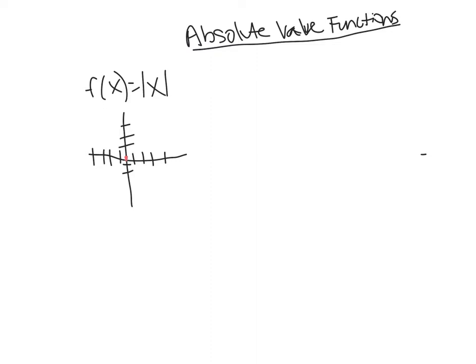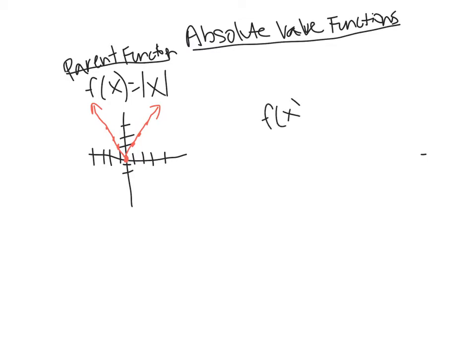But your plain Jane parent function, nothing else added to it, is going to be a piecewise function of two linear graphs. So a combination of y equals positive x when x is greater than 0, and y equals negative x when x is less than 0, which gets you your V shape. This is your parent function, what I call the plain Jane function, the basic shape.